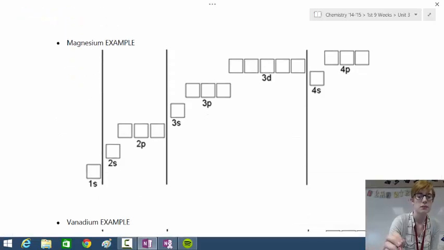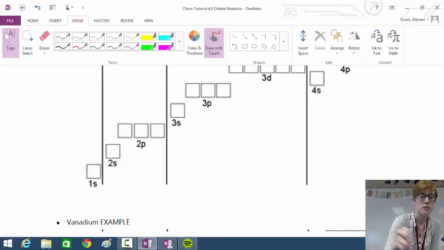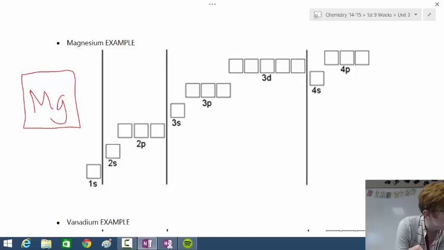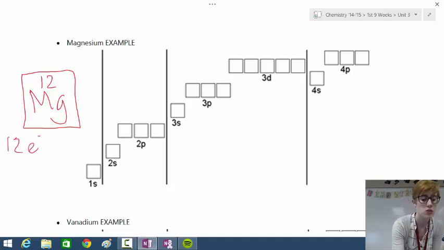Let's do magnesium. Okay, so magnesium on the periodic table has an atomic number of 12. And if it's neutral, that means its 12 protons will equal its 12 electrons. So let's assume that it's neutral and it has 12 electrons, okay? So where are these 12 electrons going to go? Well, the first 2 are going to fit on the first energy level in the 1s box, okay?